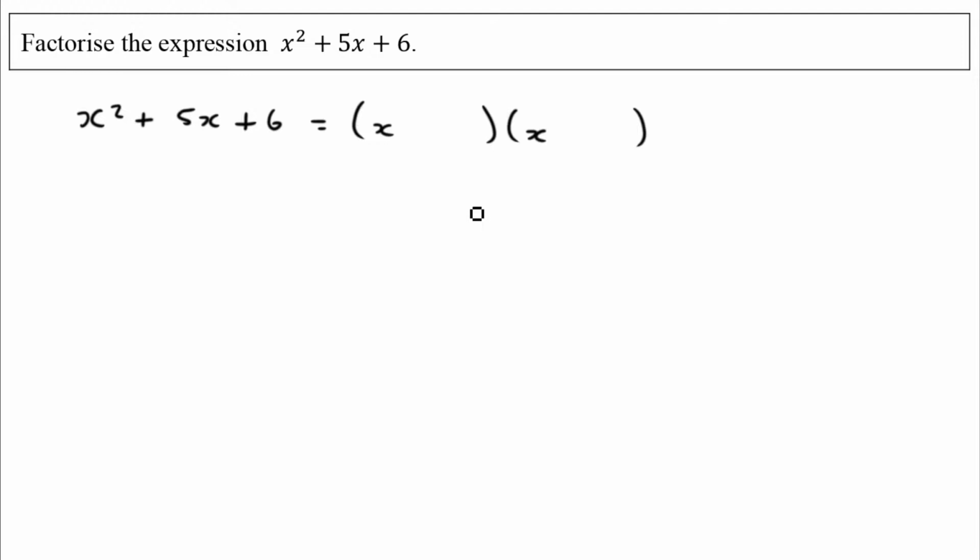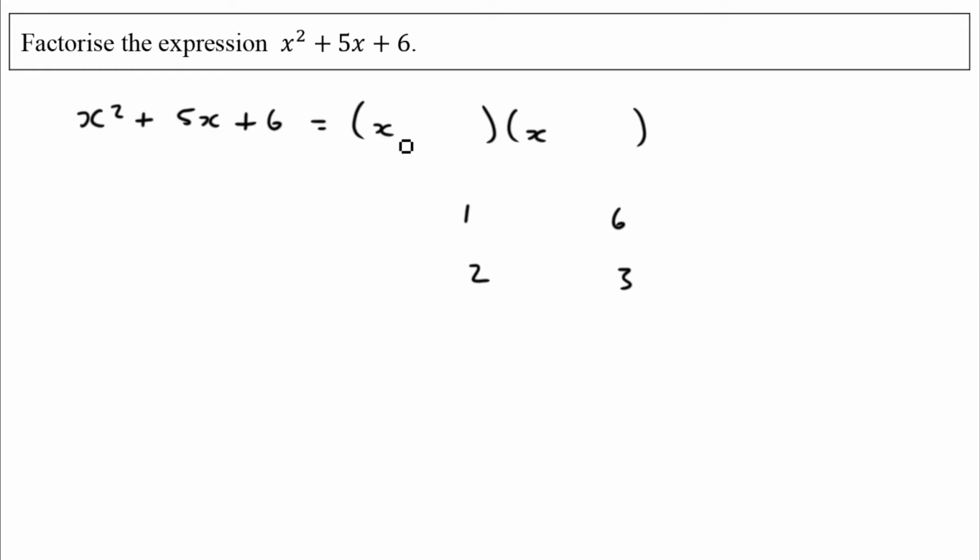The two numbers must multiply together to give us 6. So what are our options? 1 and 6, 2 and 3. They must both have the same sign, either both plus or both minus, because they multiply together to give us plus 6.